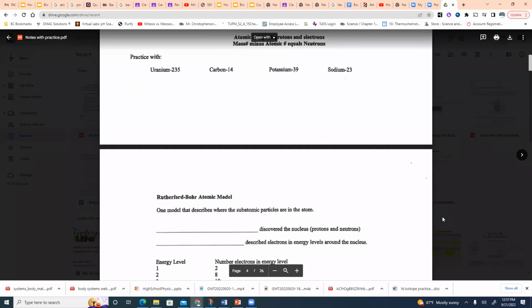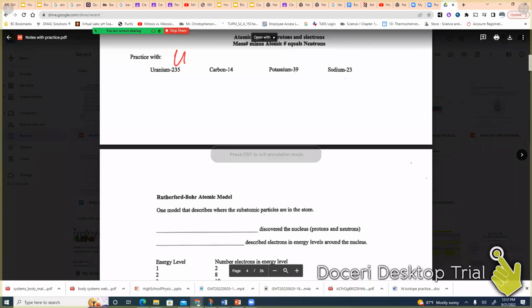Let's try that again. All right, uranium. We said that one was U, carbon C, K, and N. All right. So we're going to look at how many protons, how many electrons, and how many neutrons. So uranium is element number 92. If you look for it, it's in one of the pulled out sections below the periodic table. Yeah. Uranium is radioactive. That's what those elements are.